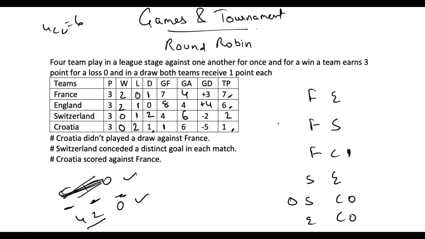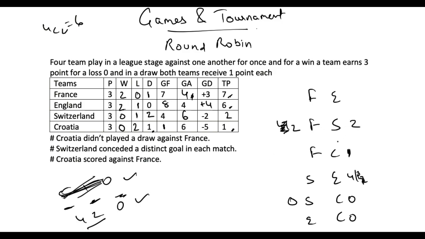Now let's take the case of 4-2. France cannot have 4 goals, because if France has 4 goals against Switzerland, they have a draw, so Switzerland will also have 4 goals. In that case, if Switzerland has 4 goals against France and 1 against Croatia, it is considered 5 goals, but in total it concedes only 4 goals. So the case here is 2. France will score 2 goals against Switzerland, and England will score 4 goals against Switzerland. So France and Switzerland have a draw.